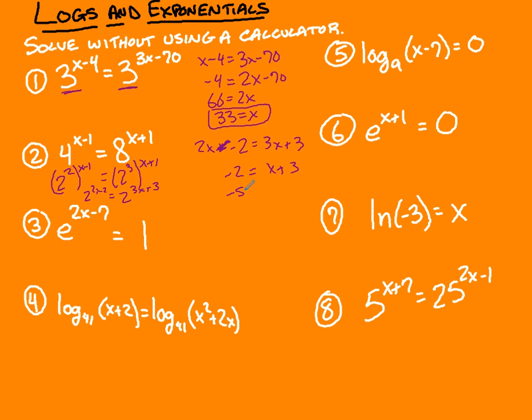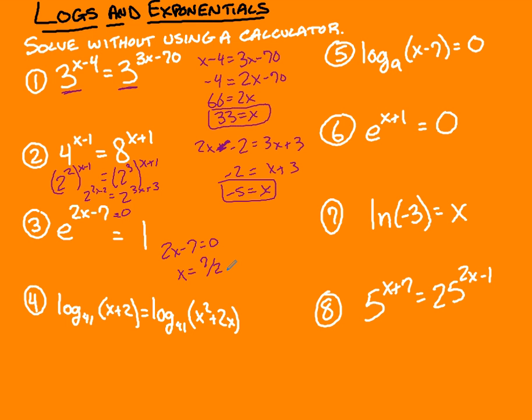Subtract 3 from both sides. Negative 5 is your answer for x. And number 3, again, I don't have the same base. But what I can see here is that I have e to some power equals 1. Well, anything to the 0th power equals 1. That just means my exponent has to equal 0. So that means 2x minus 7 equals 0. That means x will equal 7 divided by 2. 2x will equal 7, so x is 7 divided by 2.